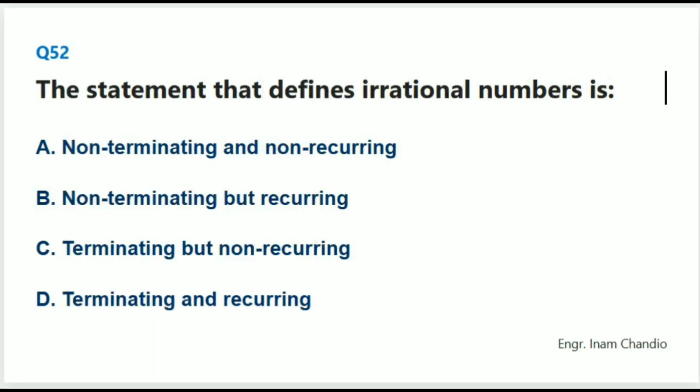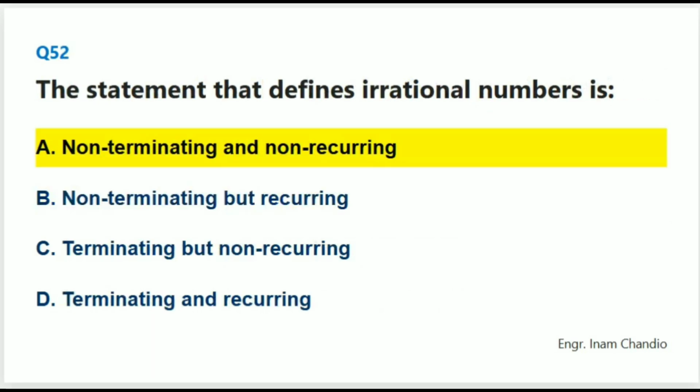The statement that defines irrational numbers is. The correct answer is A. Non-terminating and non-recurring.